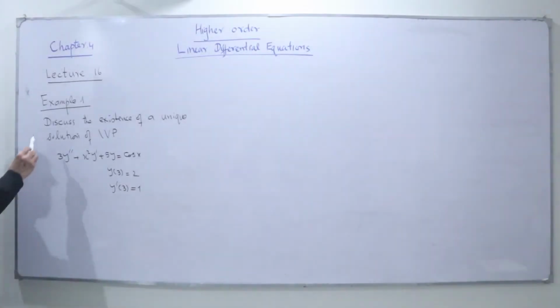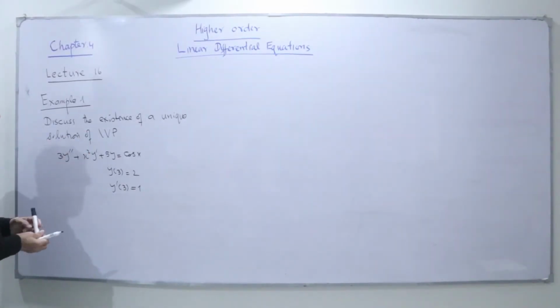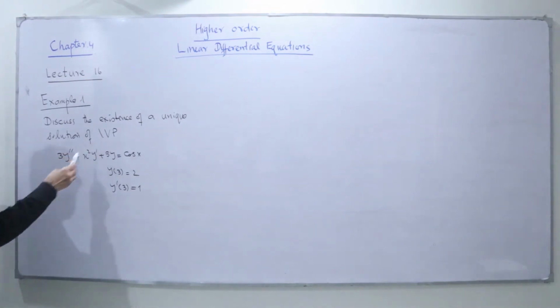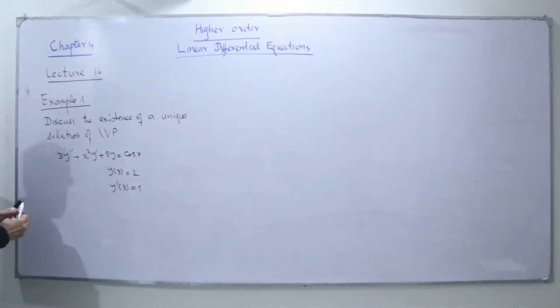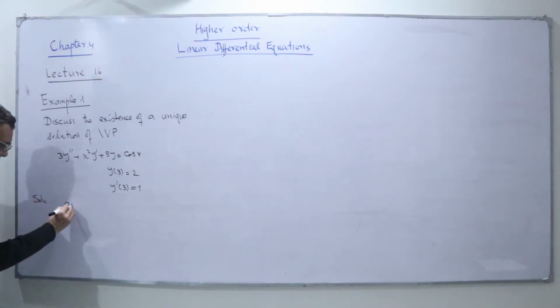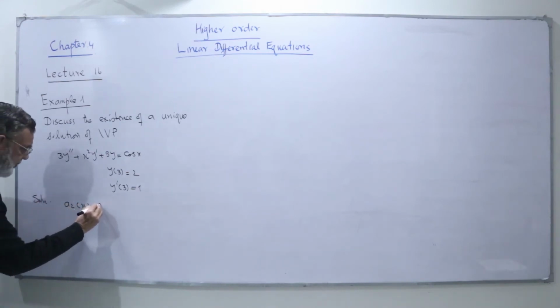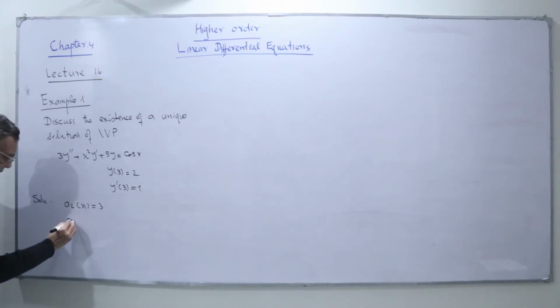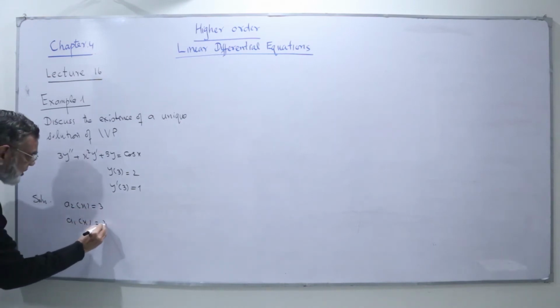We have the example. We want to discuss the existence and uniqueness of the solution of the initial value problem. This is my differential equation. So for this one, we can find a2 of x, which is equal to 3. Then we have a1 of x, which is equal to x squared.